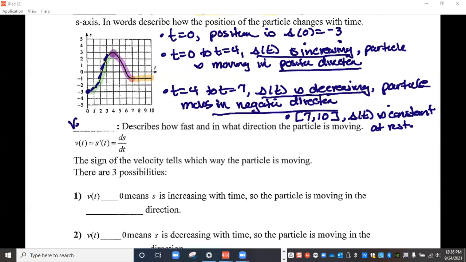Again, velocity is the first derivative of your position function, and velocity describes how fast and in what direction a particle is moving. So you're taking the derivative of the position function with respect to time, so ds over dt. What we just analyzed, looking at where the intervals of this graph were increasing and decreasing, was whether your velocity was positive or negative.